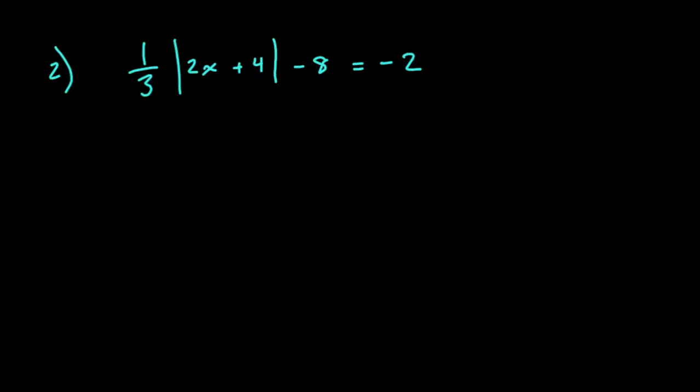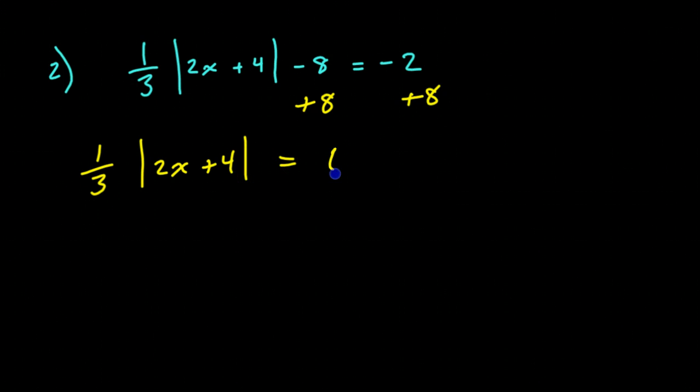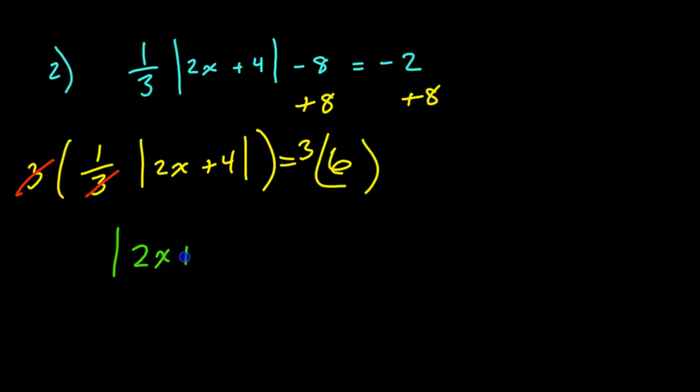Let's check number 2. Get rid of the 8, so you guys should have added 8 on both sides. You get 1/3 times the absolute value of 2x plus 4 equals 6. You treat those absolute value bars just like parentheses, by the way. Let's get rid of the 3, so we'll multiply each side by 3. And those 3's cancel. So I'm left with the absolute value of 2x plus 4 equals 18.